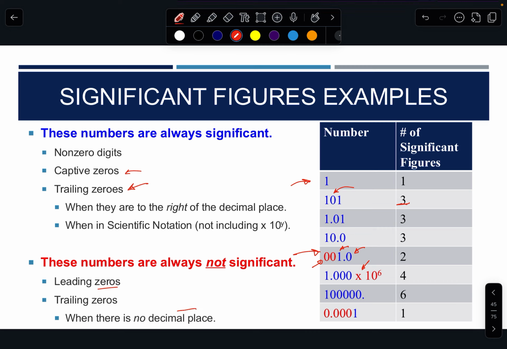Trailing zeros when there's no decimal place, which is not shown on here, but I can give you an example. If you have 1000, however, there's no decimal place, so this is only going to have 1 significant figure. This number, 1000, if you wanted to say that they were all significant, then you would put a decimal place after all the zeros, and so now, before we had 1 significant figure, now we have 4 significant figures. Okay.